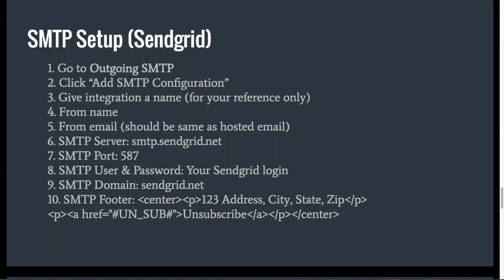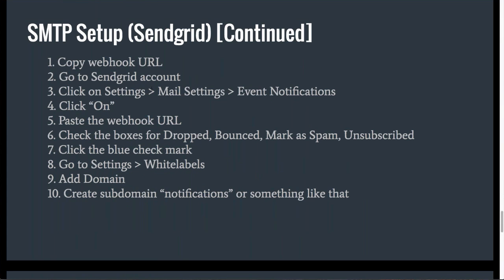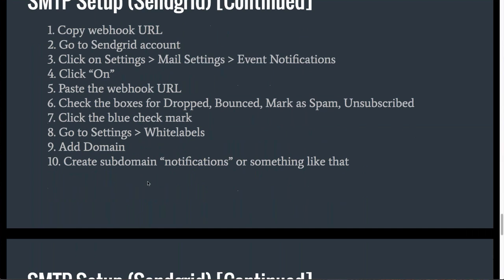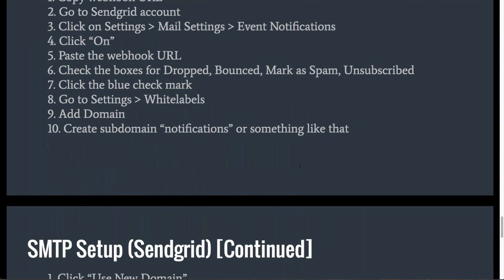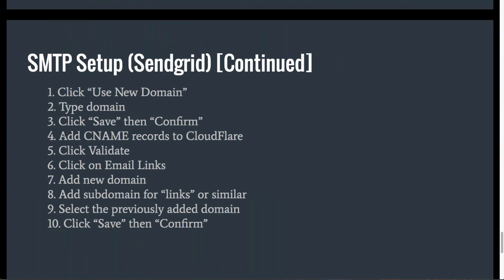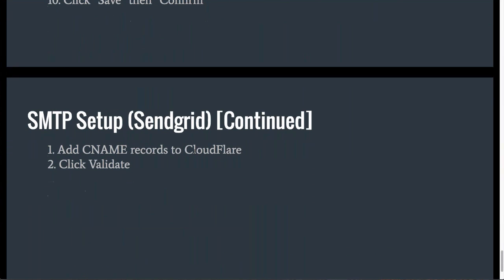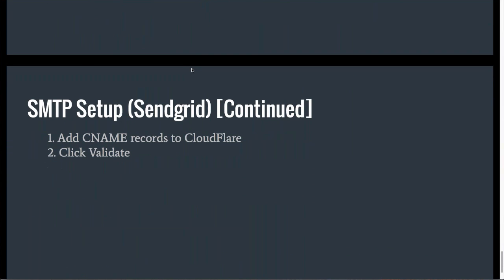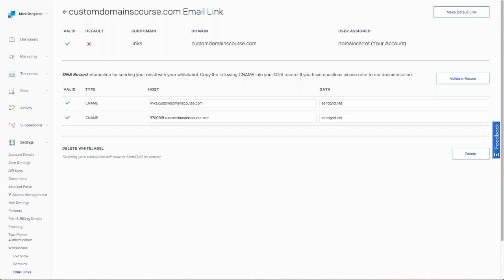Let me go back here so we can walk through what I've done. So we added the SMTP configuration. I added the footer, right? I copied the webhook URL, added that to my mail settings, checked the boxes for drop, bounce, mark as spam, and unsubscribe from. I clicked the blue check mark, went to the white labels, added the domain. I used the subdomain notifications or something similar. I typed in the domain, saved, confirmed, then I added those CNAME records to Cloudflare, validated those, and I did the same thing with email links. And then I added those CNAME records for email links and validated it. And that is the end of that process there.